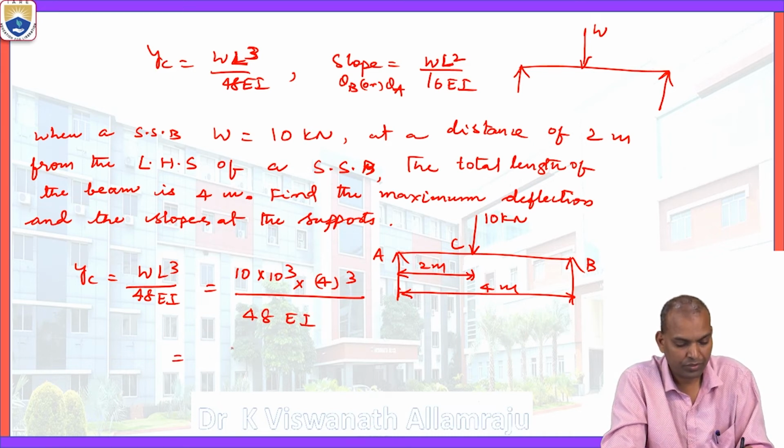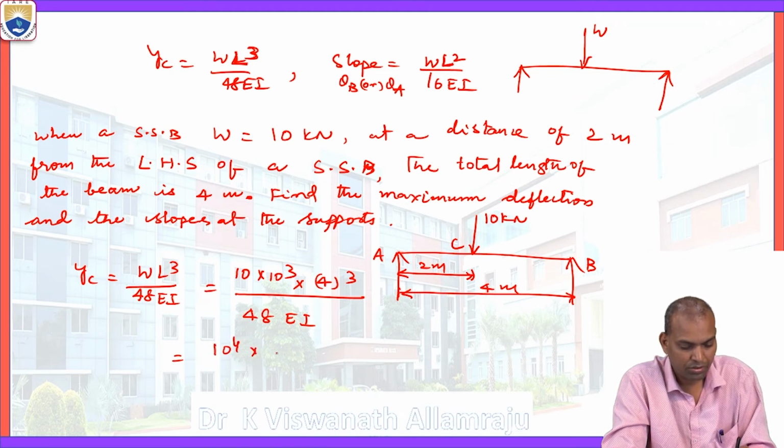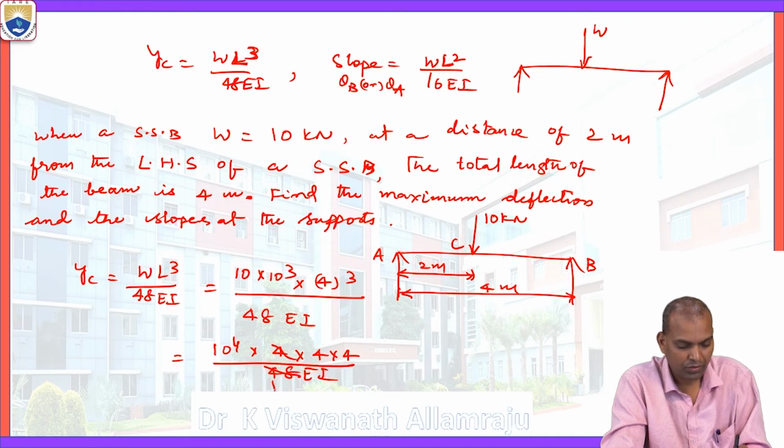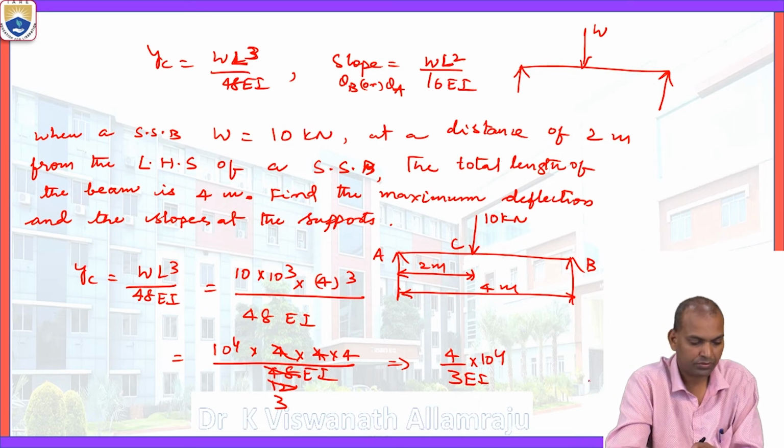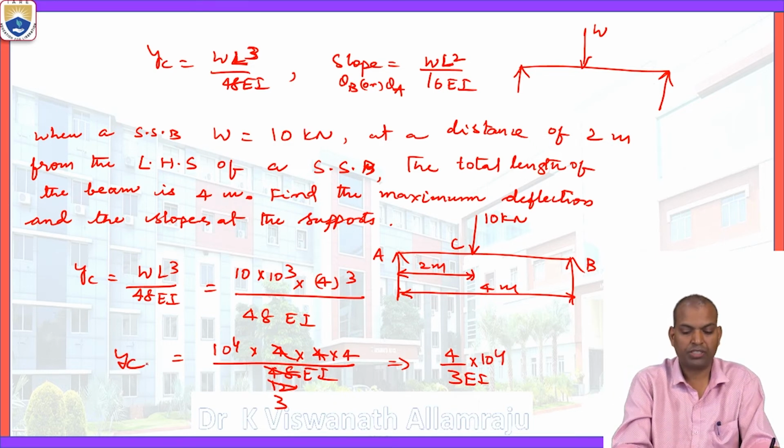So, after simplification, that is 10 power 4. So, 1/4 becomes 4 into 4 by 48 times EI. This 12 times, again, this is the 3 times. That is 4 by 3 into 4 by 3 by EI into 10 power 4. This is the Yc. Deflection takes place.